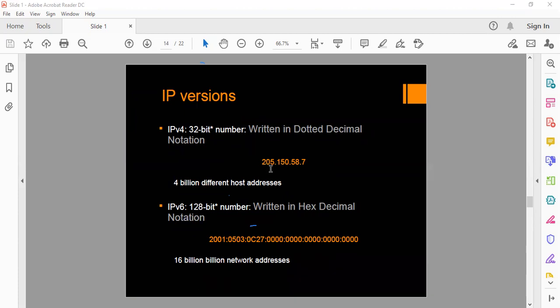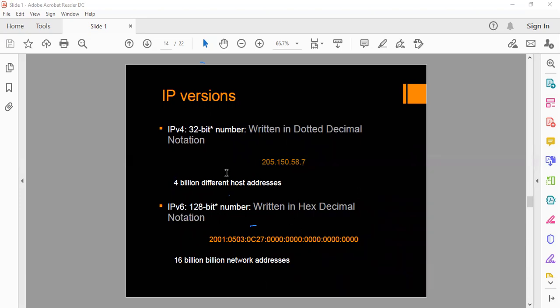Suppose it is this address. Which one from your side will tell me about this class of IP addressing? Sharif, what is this class of IP addressing? 205, this is class C. Yeah, class C, great. Its subnet mask will be 255.255.255.0. Great.